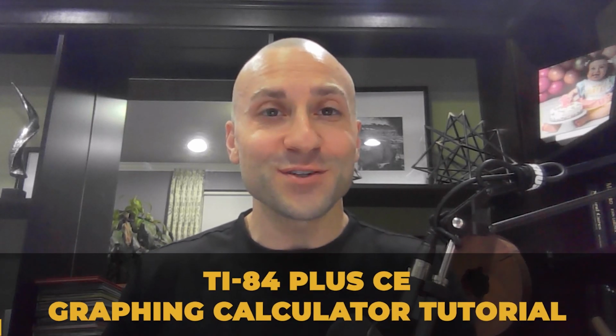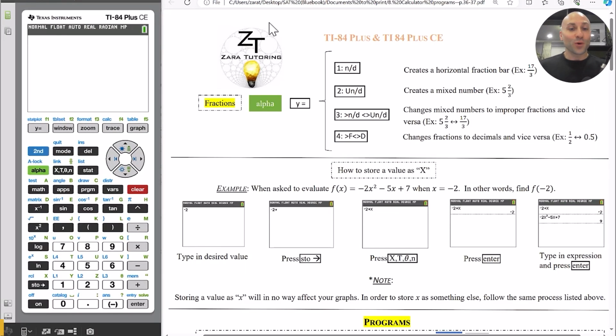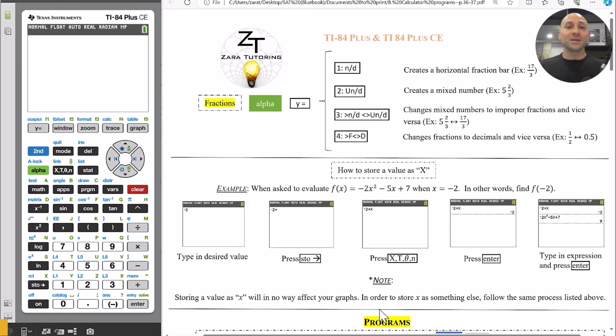In this video tutorial, I'm going to walk you through all the different features that you have on your TI-84 Plus CE graphing calculator that I personally think are really useful. We're going to break this up into two parts. Everything above this line down here consists of things that are just part of your graphing calculator that you may or may not be super familiar with, but it's really important that you are.